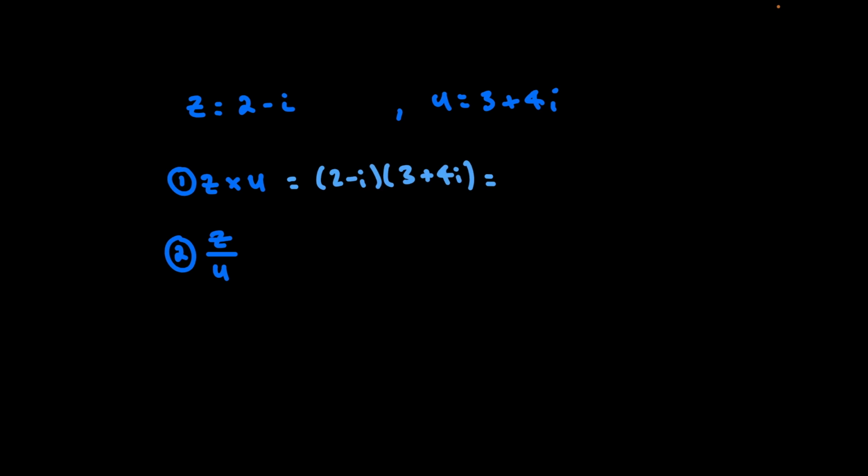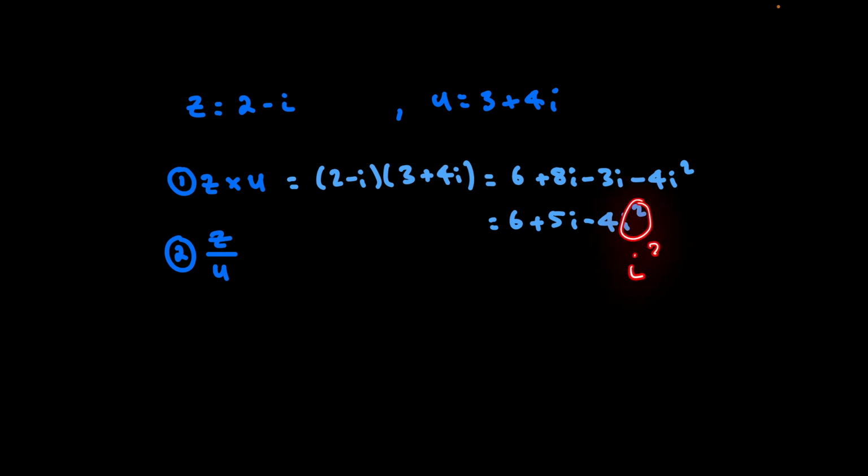So we can say 2 times 3 is 6, and then 2 times 4i is plus 8i, and then minus 3i, and then minus 4i squared. And we can simplify this as 6 plus 5i take 4i squared. And we need to recognize here that i squared is simply the same as minus 1. So if we have i squared as minus 1, this is really just the same as minus 4 times minus 1, which is simply just equal to 4.